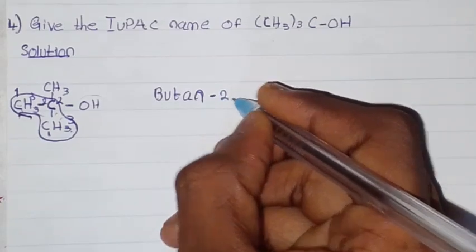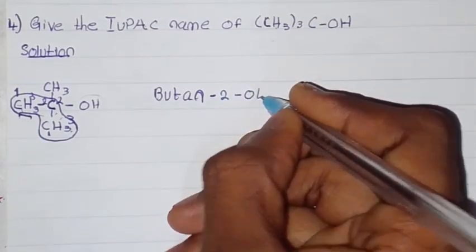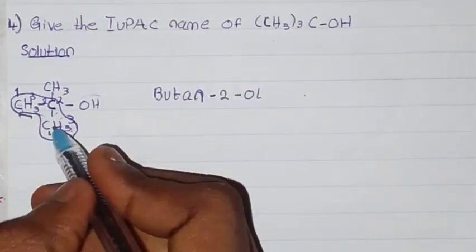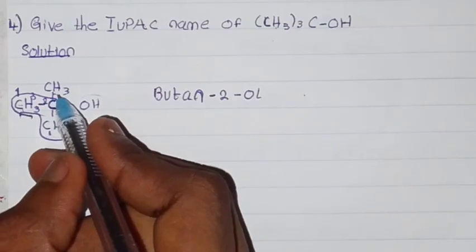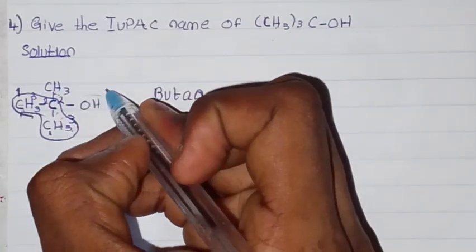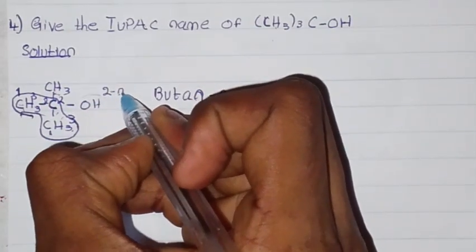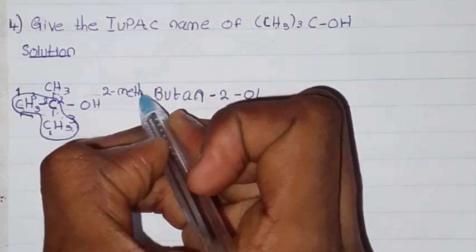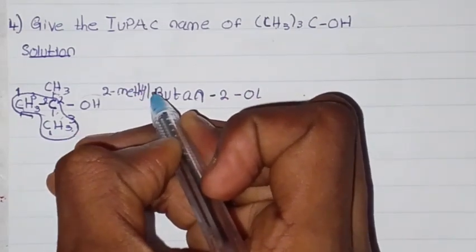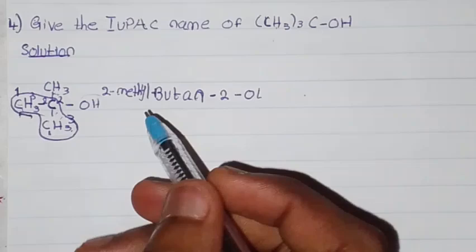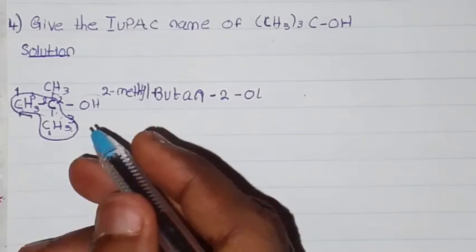So we have butan-2-ol. And going for that same numbering system, CH3 also falls on carbon 2, so that becomes 2-methyl, right, butan-2-ol, 2-methylbutan-2-ol. So that's the correct answer.